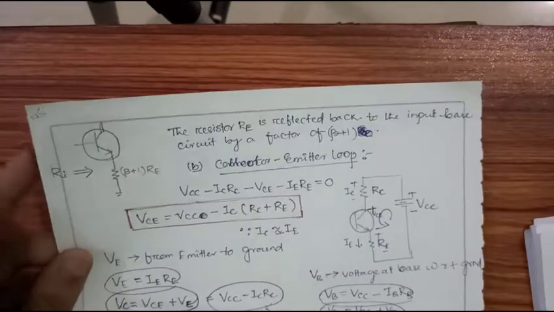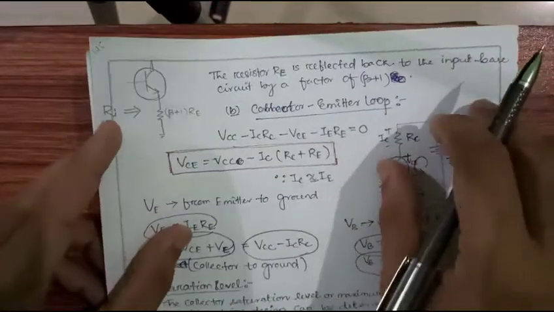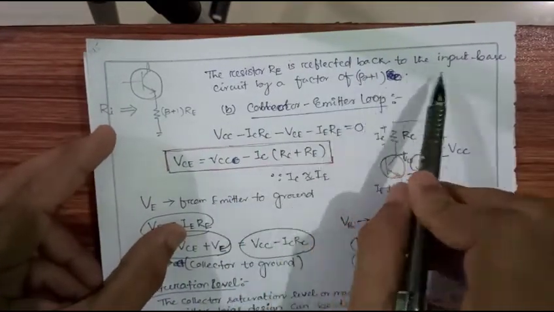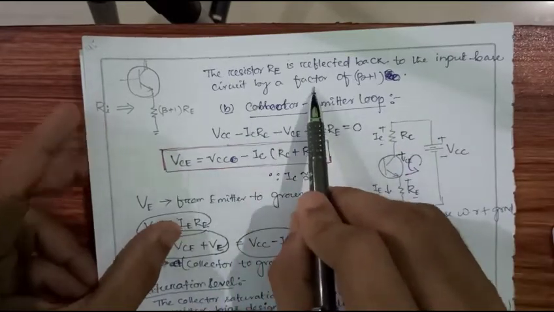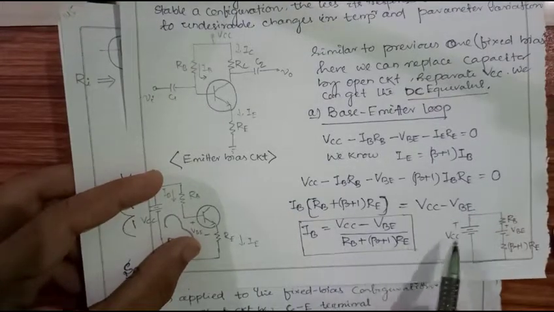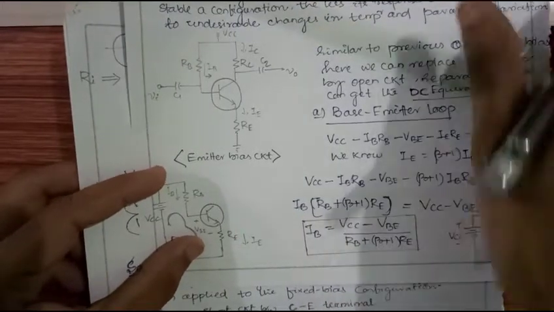Then, similar to the fixed bias configuration, here also we will find that the resistor RE is reflected back to the input base circuit by a factor of beta plus 1. That's the same thing that I told, that our RE will reflect back to the base side with a factor of beta plus 1. Okay.